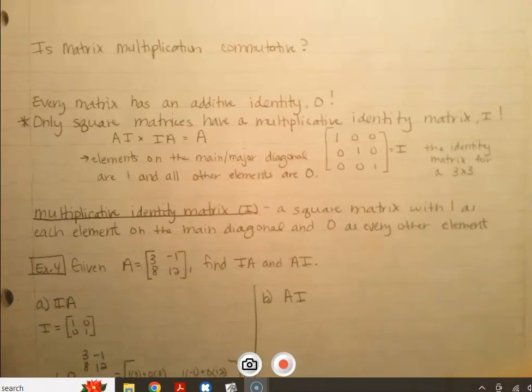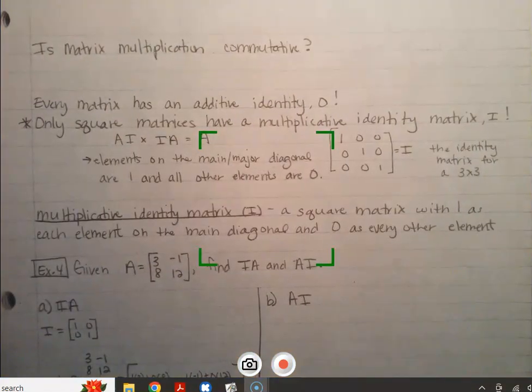All right, so we're picking up on 4-3, multiplying matrices. Is matrix multiplication commutative? We talked about this a little bit in class already.